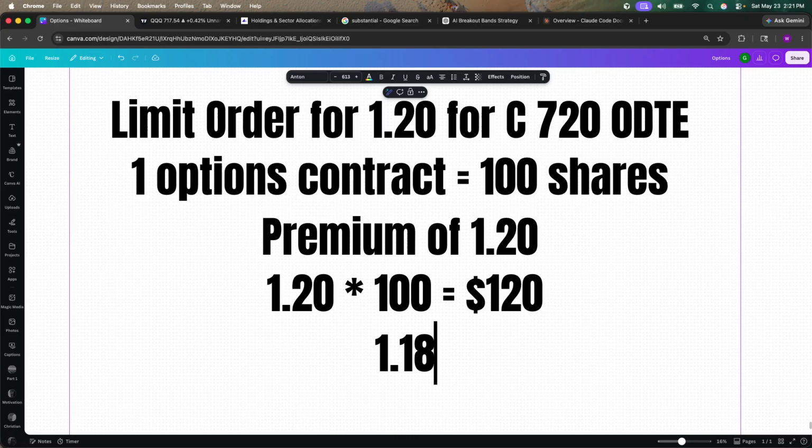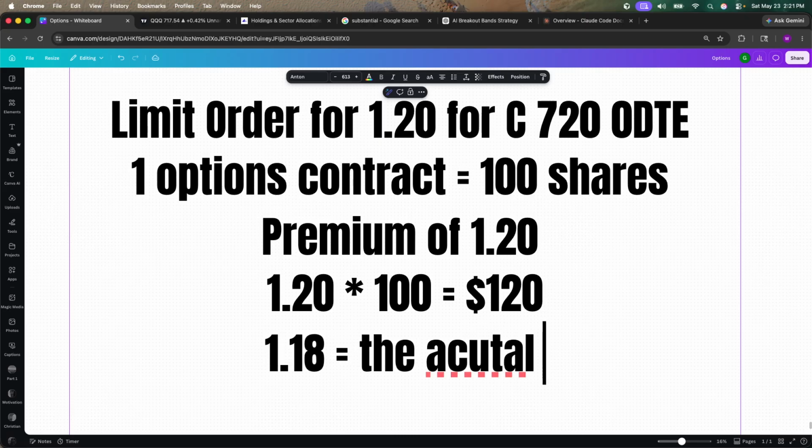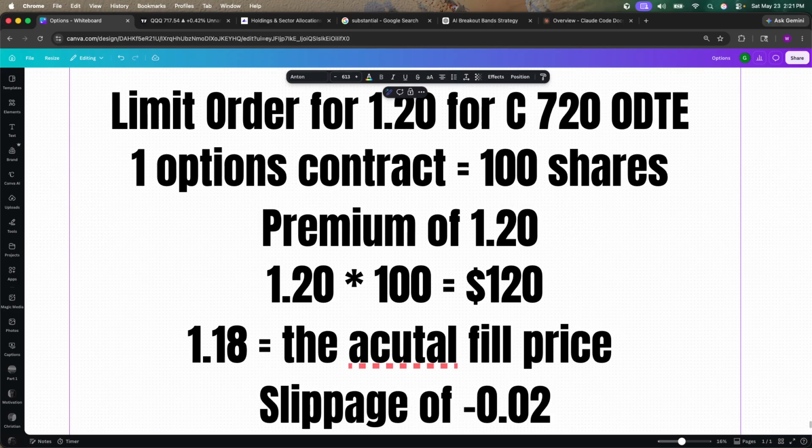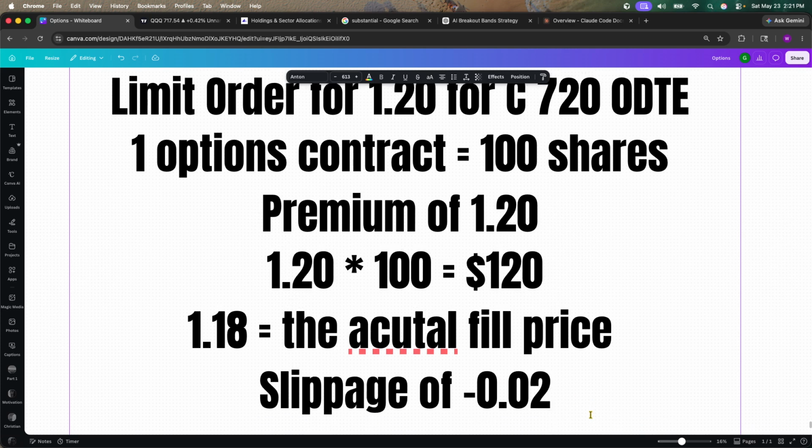That equals the actual fill price, right? So we have a slippage of negative 0.02. Remember, slippage is the difference between the price where we think we're going to get filled and what we actually get filled for. Normally you're not going to have negative slippage, you're going to have positive slippage, but using Alpaca, I've been seeing that they give a lot of negative slippage, bro. So that's why I'm going to stay with them.